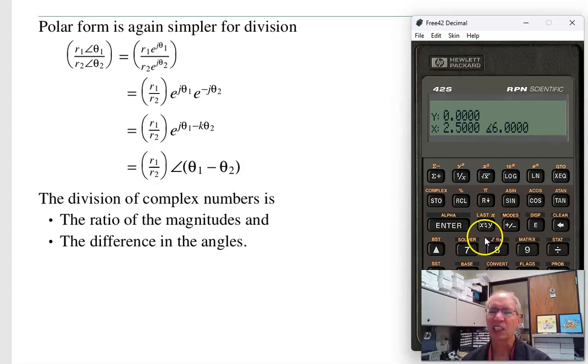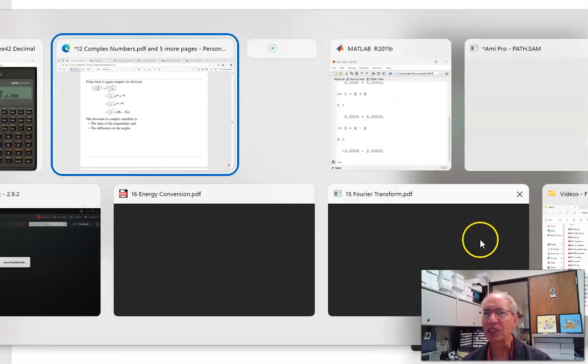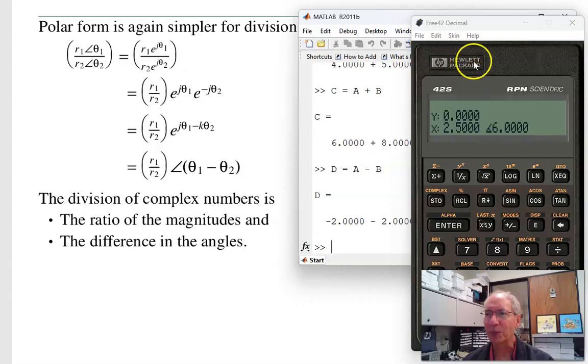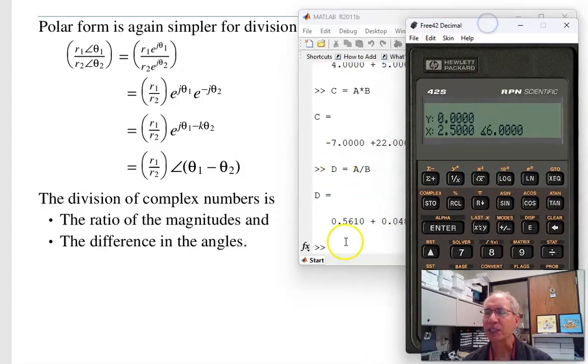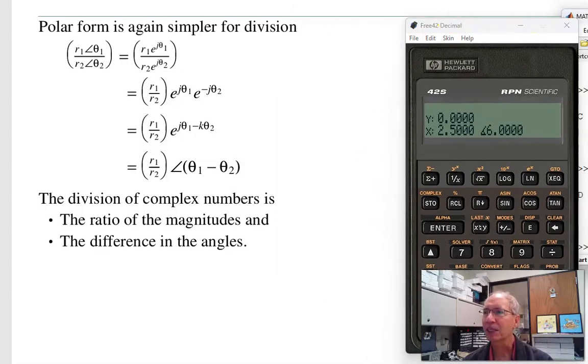If you have a calculator, you don't care. If you have MATLAB, you don't care. So in MATLAB, to get this out of the way, I have A, B, C is A times B, not a problem. D is A divided by B. It's a complex number. MATLAB will figure that out for you. You can do it by hand if you're really a glutton, but this is where it really helps to have a calculator or MATLAB. MATLAB or the calculator will do the work for you.